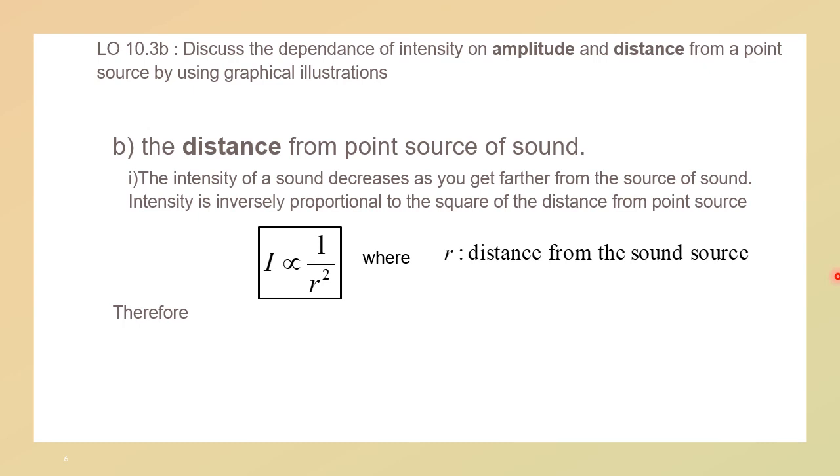Okay, so daripada relationship untuk amplitude dan juga R squared tadi, jadi kita dapat satu conclusion. Sound intensity is directly proportional to amplitude squared and inversely proportional to R squared.